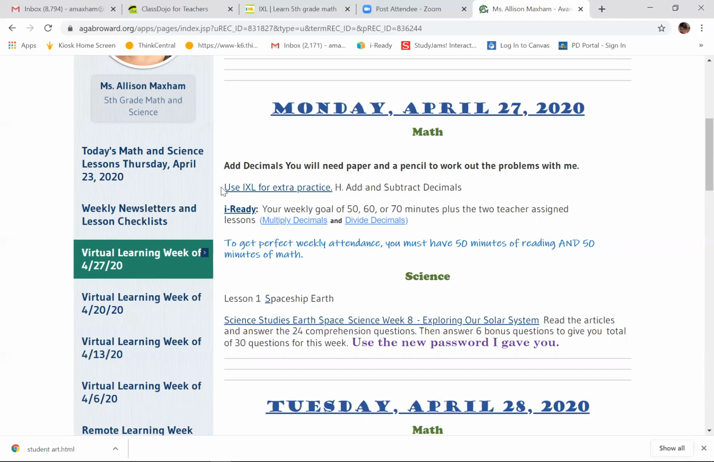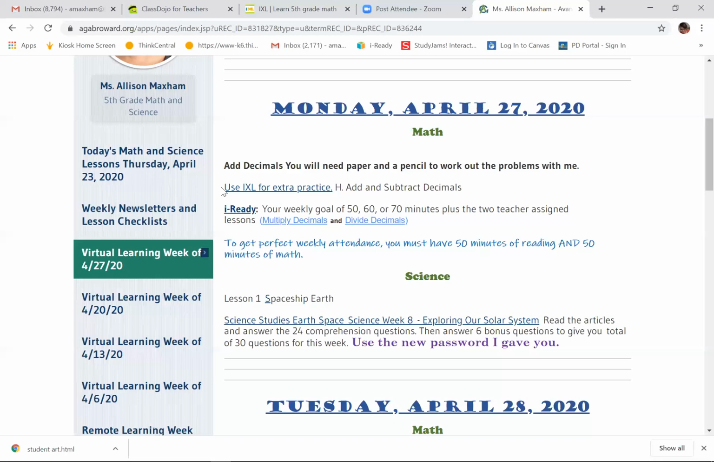IXL will help you too, but remember, iReady teaches you the lesson and then gives you a little bit of practice. IXL does not teach you the lesson, but it gives you a lot of practice. So you can do both of them, do iReady and then go on to do IXL. Some of you are saying you wanted more math lessons. Go on to that iReady, and you can do your multiply decimals and multiply and divide decimals, plus go on to your regular path and do all those catch-up lessons to get you ready for 6th grade.